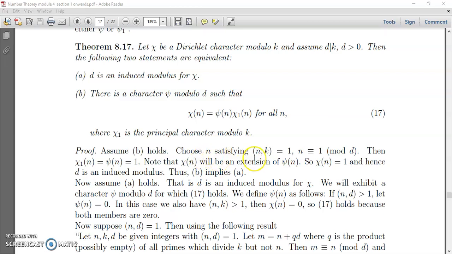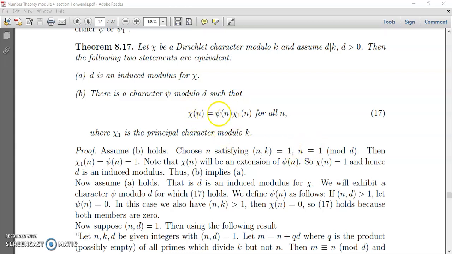Now choose n. We will be choosing an n satisfying GCD of n and k equal to 1 and n congruent to 1 mod d. Then clearly, chi 1 of n is 1, because GCD of n and k is 1 means the principal character chi 1 of n is 1. So we can substitute chi 1 of n equal to 1 in this equation 17. We will get chi of n is equal to psi of n.